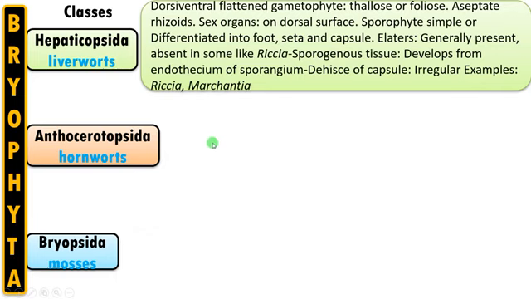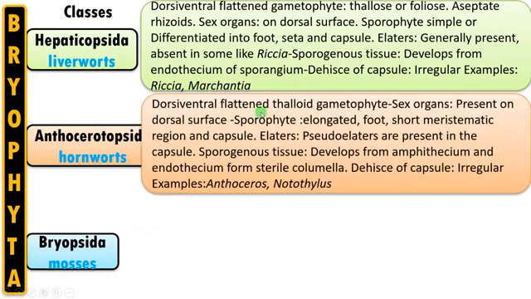Now let us summarize the characteristics of Anthoceratopsida. Dorsiventral flattened thalloid gametophyte, just like Hepaticopsida. Sex organs are present on the dorsal surface. Sporophyte is elongated, with foot, meristematic region, and capsule. Elaters are present, often called pseudo-elaters, as it is a multicellular structure, and are present inside the capsule. Sporogenous tissue develops from amphithecium, and endothecium forms sterile columella. Dehiscence of capsule is irregular. Examples include Anthoceros and Notothylus.